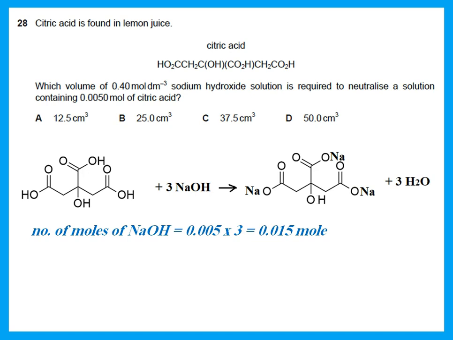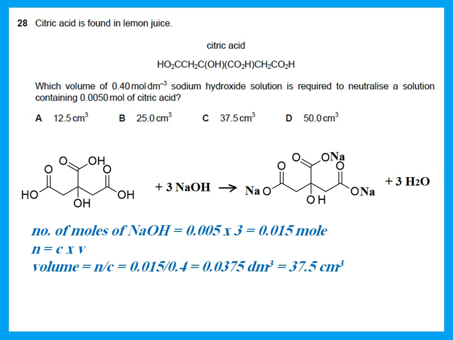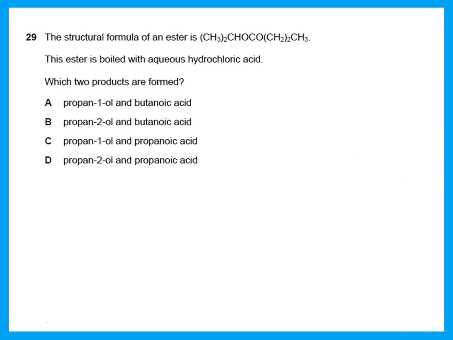So the number of moles of sodium hydroxide I would need for this question is 3 times the number of moles that he has. And that means that if the number of moles is concentration times volume, how do we get volume? Volume is number of moles over concentration. So that means that the volume I need is 37.5 centimeter cubed. Are you able to do all of this? Some of them are easy, some of them need a little bit of thinking.